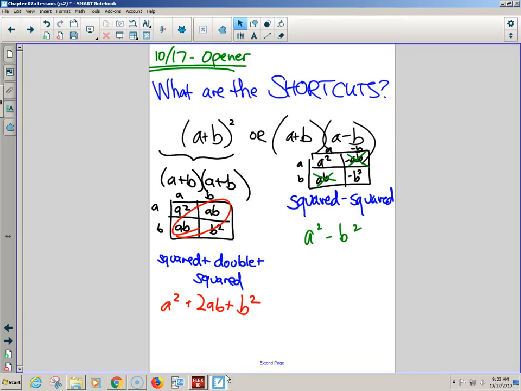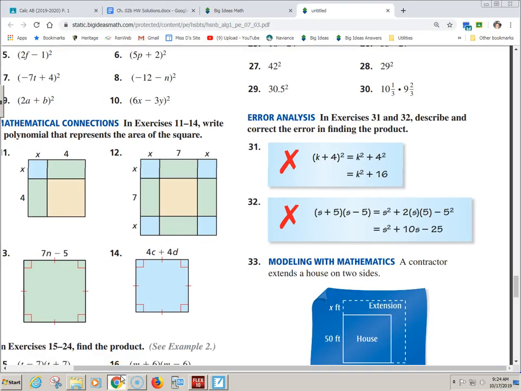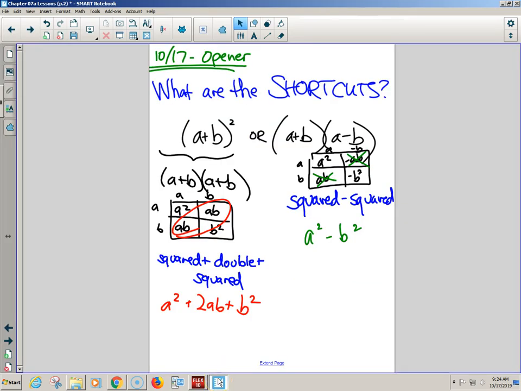Did you guys hear Isaiah? My freshmen, I told you to be silent. Thanks for disobeying me. Be silent. My sophomores, you're looking and trying to grade number 31 to find a mistake. Which case, which shortcut? Check it. Which one is number 31? What should it be? A plus b squared.